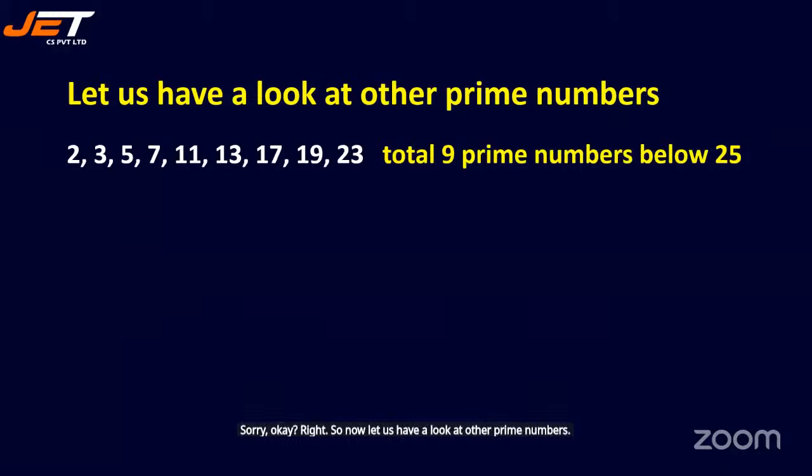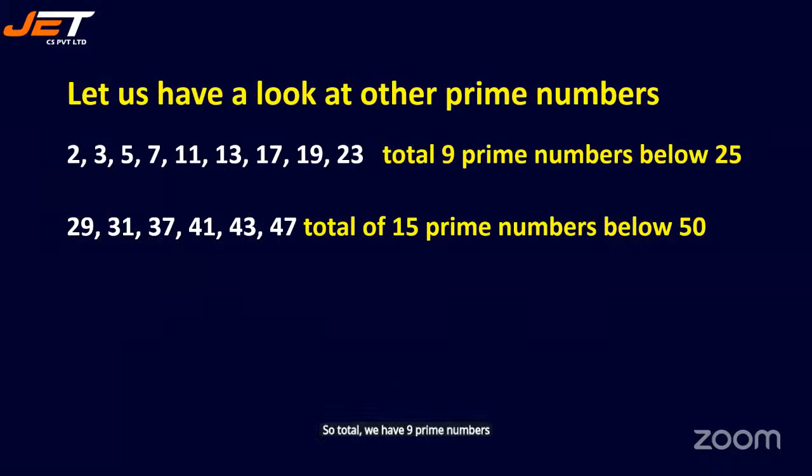So we have 2, 3, 5, 7, 11, 13, 17, 19, 23. So total we have 9 prime numbers below 25. Then 29, 31, 37, 41, 43, 47. That's the total of 15 prime numbers below 50.